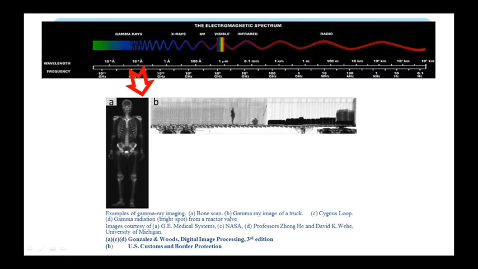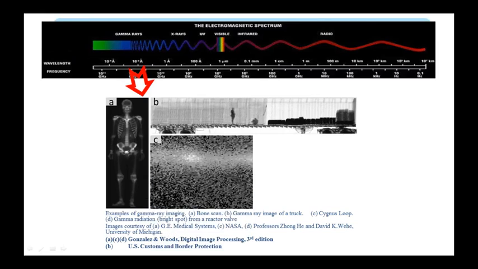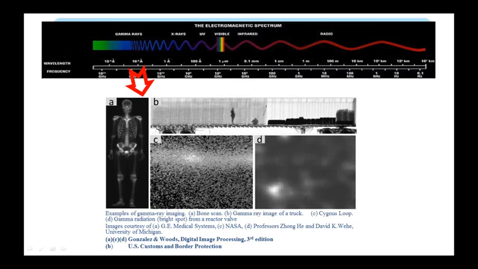We also have instances where an image is obtained using the natural radiation of the object being imaged. This is the case, for example, of a star in the constellation of Cygnus that exploded about 15,000 years ago, generating a superheated stationary gas cloud known as the Cygnus loop. And this is what figure C shows here. Similarly, we can observe the natural radiation of an object being imaged, as here, the bright spot from a reactor valve.